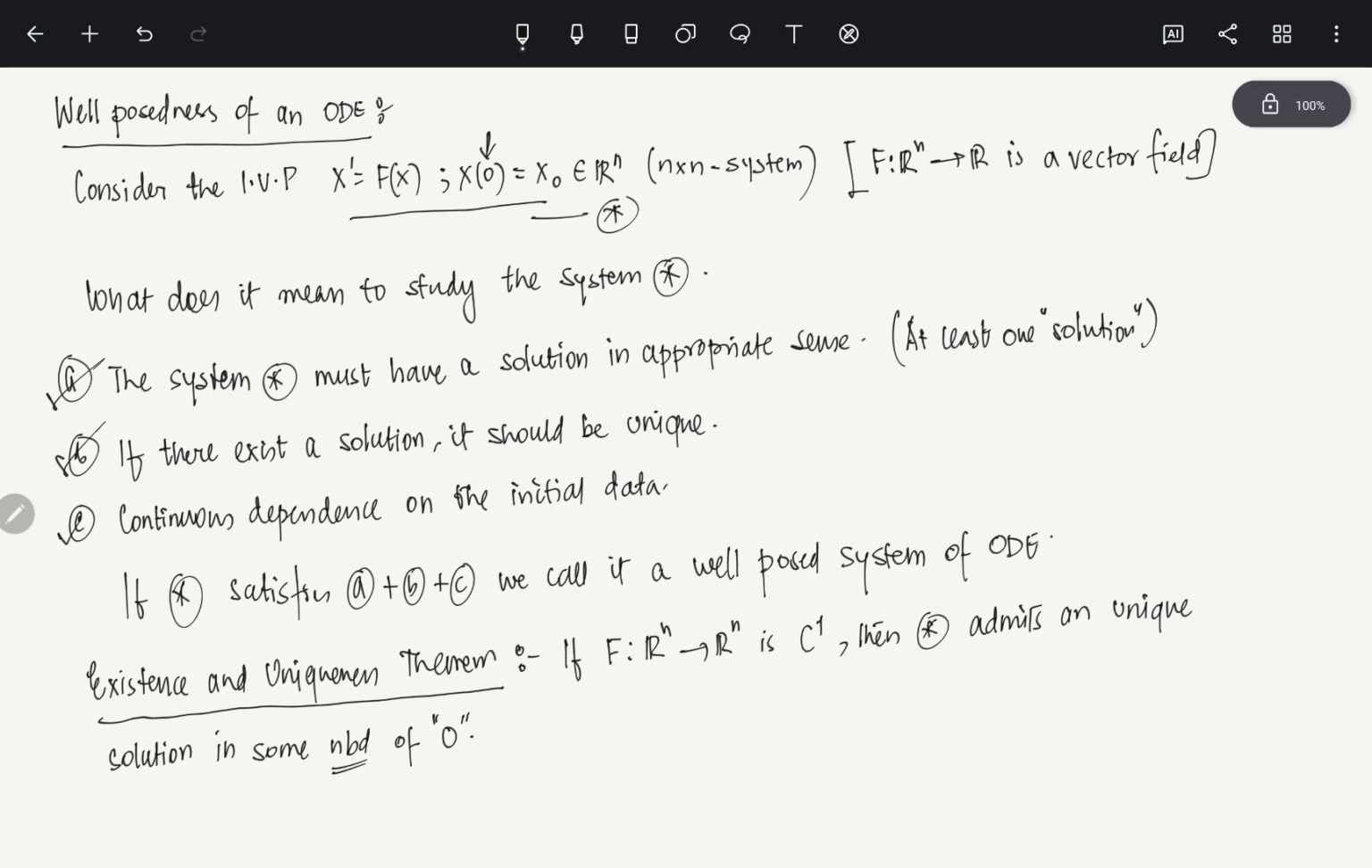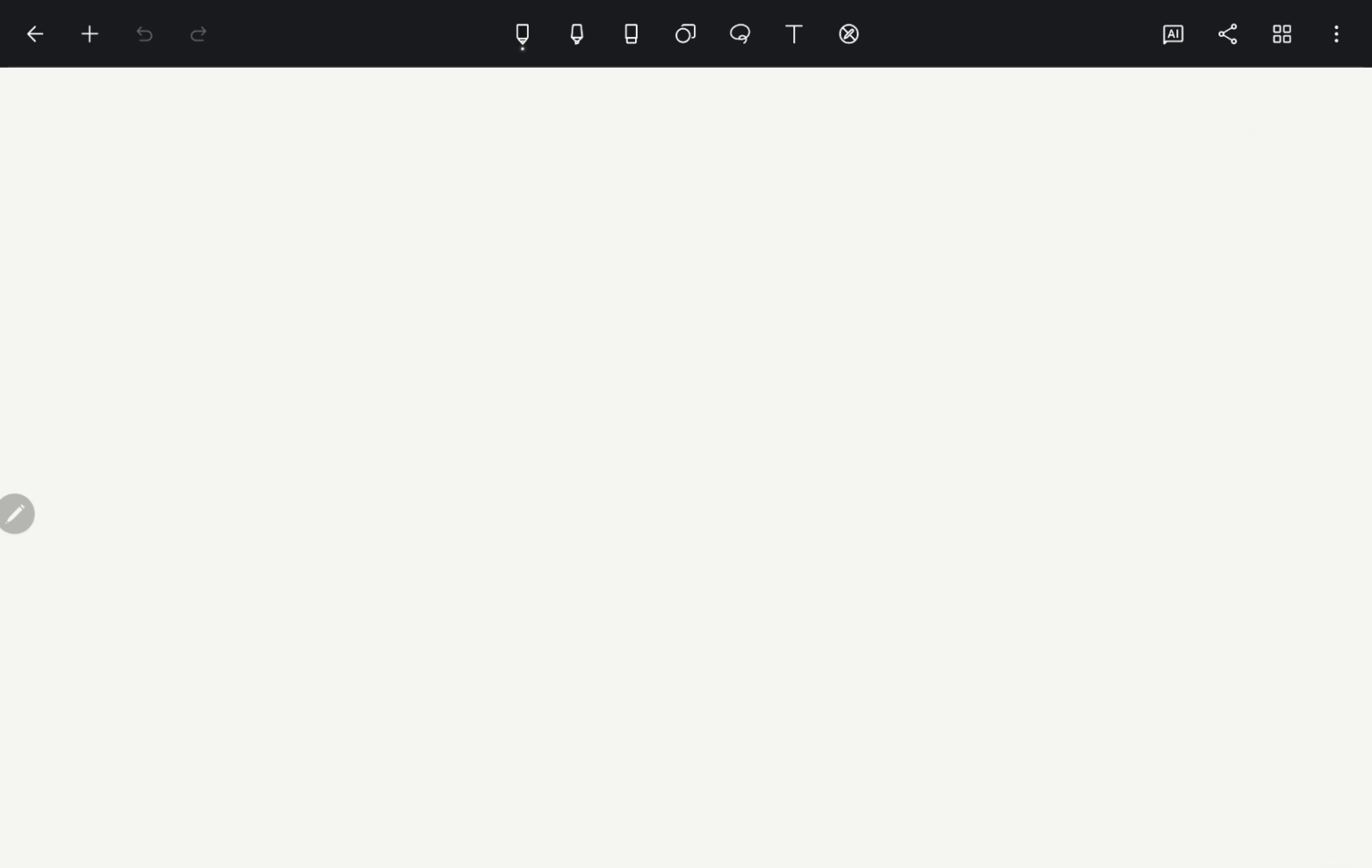Okay. What about C? Before we go on with C, let us make it more mathematical. What does it mean to have continuous dependence on initial data? So what it means is this. Let us write down a theorem. This theorem will clarify what I mean by continuous dependence on initial data.